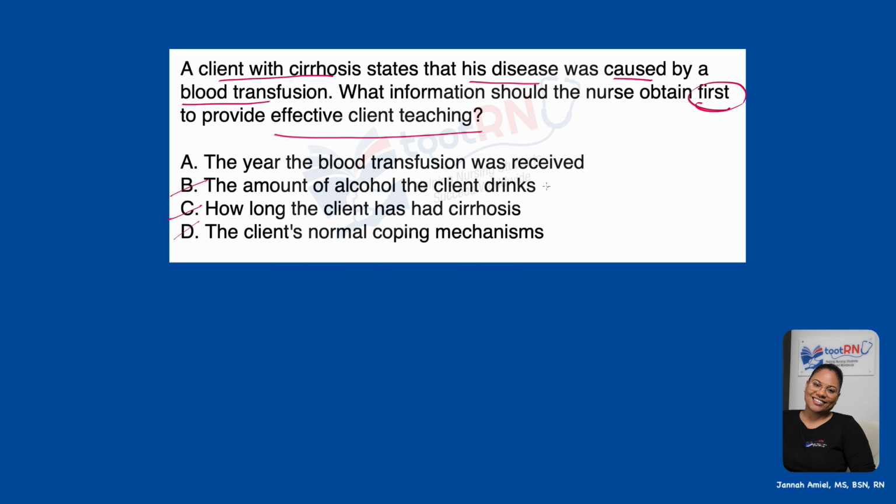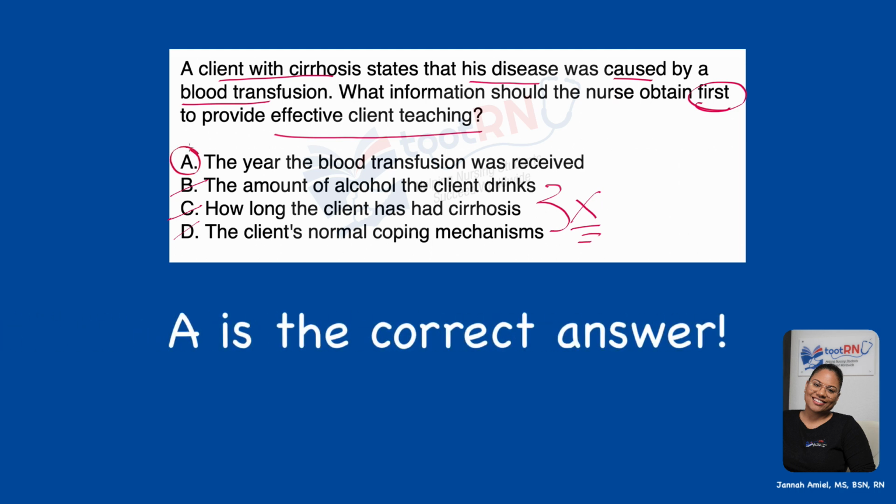So B, C, and D, these things aren't the first thing we're going to obtain. They don't help us to teach the client effectively about what they have shared, the information that says, hey, I got this from blood. So A is the correct answer here. This is going to be the first thing that we want to obtain from the client so we can provide him effective client teaching.